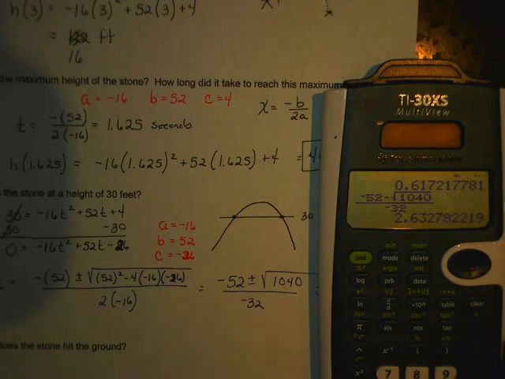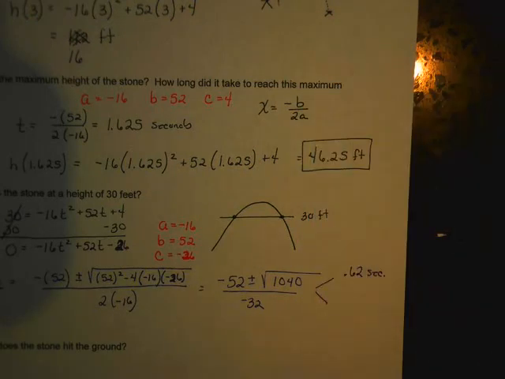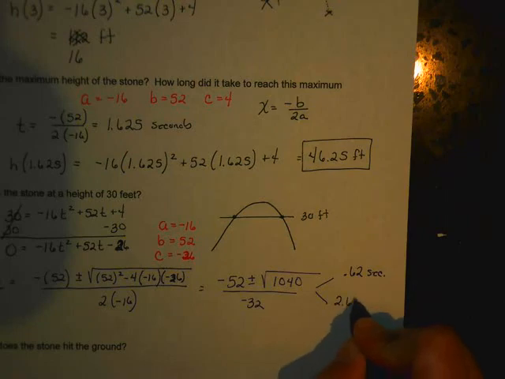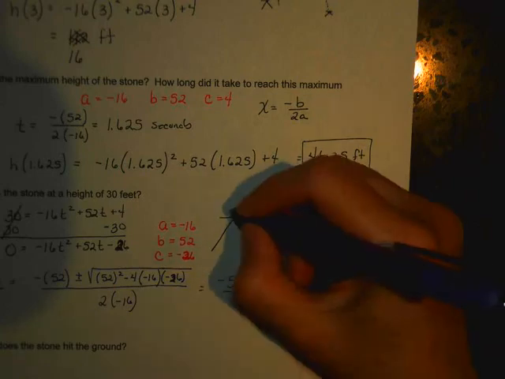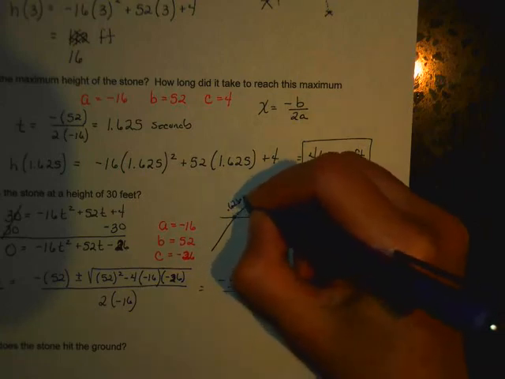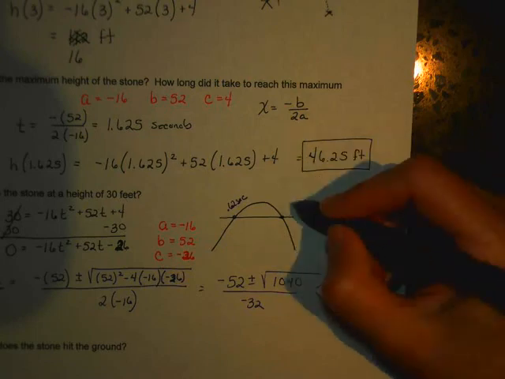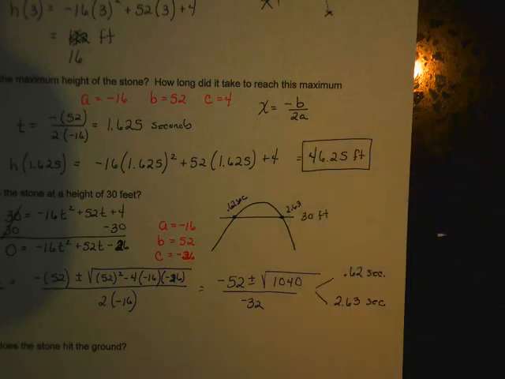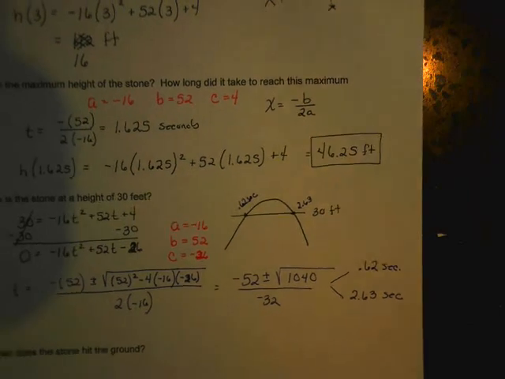So then on its way down, 2.63 seconds. So it happened on its way up at 0.62 seconds, so about half a second, and then on its way down at 2.63. So 2 seconds later, it starts coming down. It's just about hitting the ground at 30 feet.